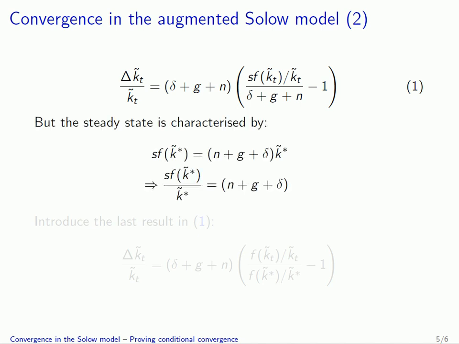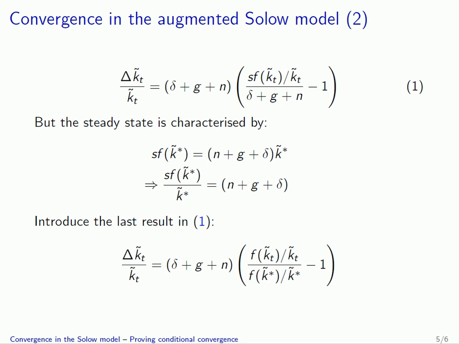Now the second trick that we'll use in the computation is the characterization of the steady state, which is s f(k tilde star) is equal to (n plus g plus delta) times k tilde star. Again, we can divide this equation by k tilde star, so that we get that n plus g plus delta is actually equal to s f(k tilde star) divided by k tilde star.